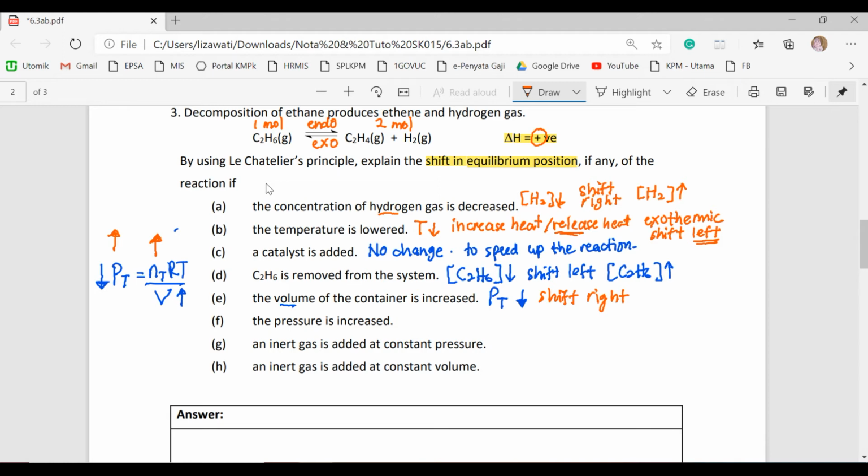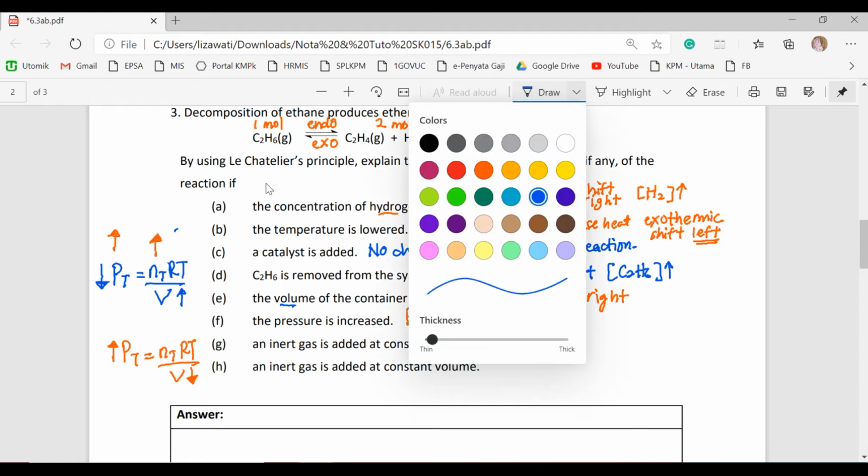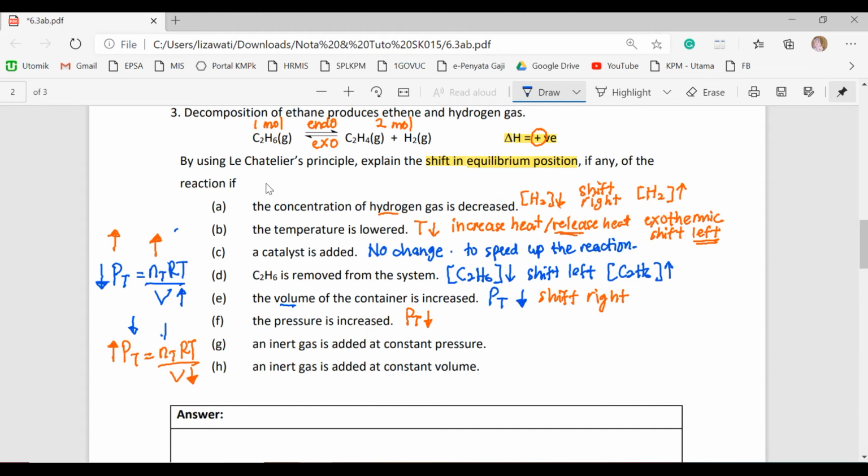Okay, pressure is increased. When pressure increases, remember P total equals n total RT over volume, so the volume will decrease. By decreasing the volume, the system will try to reduce the total pressure, so it will shift to the side that has the lesser number of moles. So it will shift to the left. Shift to the left for F.